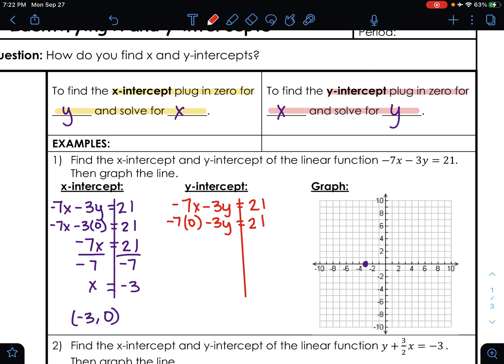Negative 7 times 0 is 0. That leaves me with negative 3y equals 21. To get y by itself, I'm going to divide both sides by negative 3. Y equals 21 divided by negative 3, which is negative 7. So my y-intercept is 0, negative 7. I'm going to plot that point down here. And then all I need to do is connect the 2 points to graph my line. So this would be the line of negative 7x minus 3y equals 21.